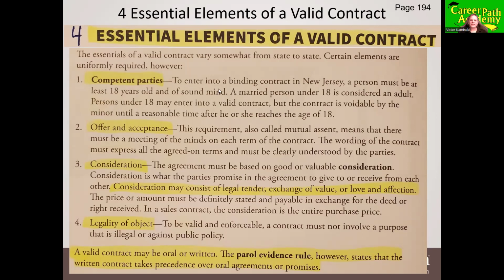So competent parties: to enter into a binding contract in New Jersey, you have to be a competent party. What is a competent party? That means you're at least 18 years of age and of sound mind. It does say in the book that a married person under 18 is considered an adult. We got a problem with that. You can't get married under 18 years of age in New Jersey, even with parental consent anymore. In the past, you could get married at, I think it was 16, the youngest you could get married with parental consent, but no more.